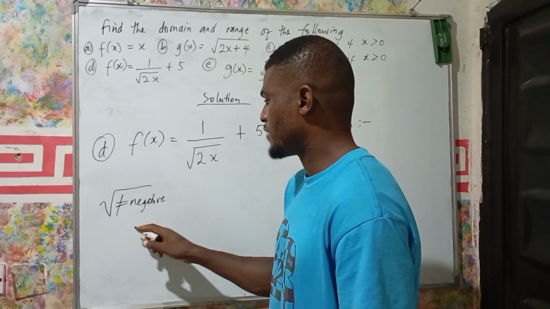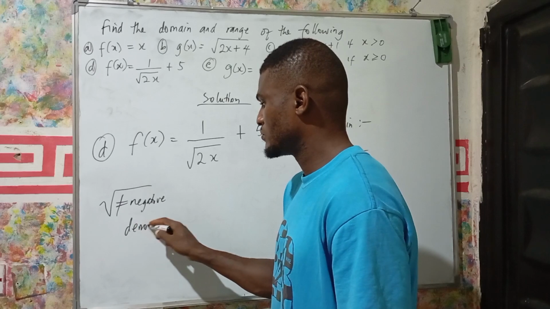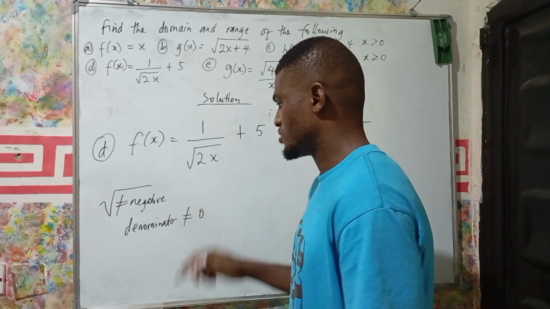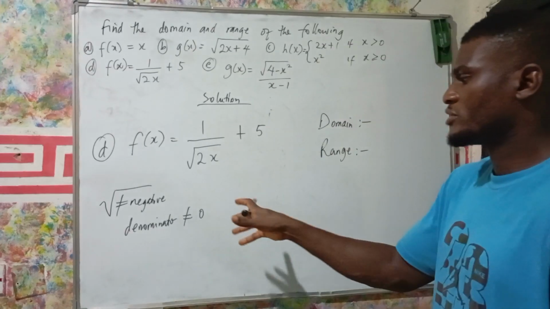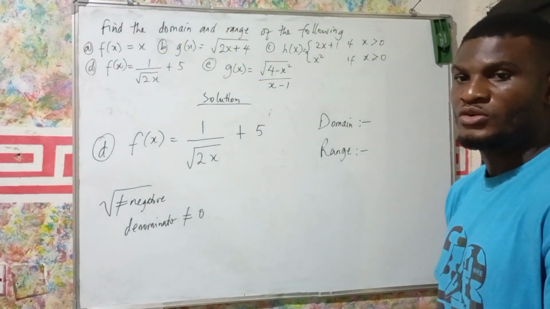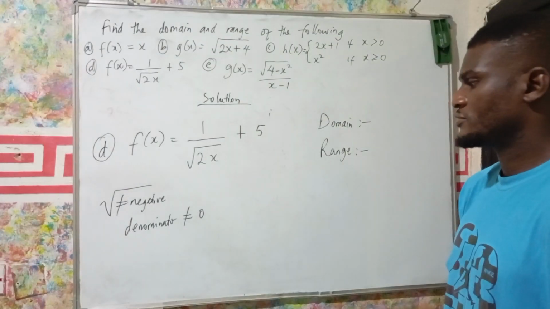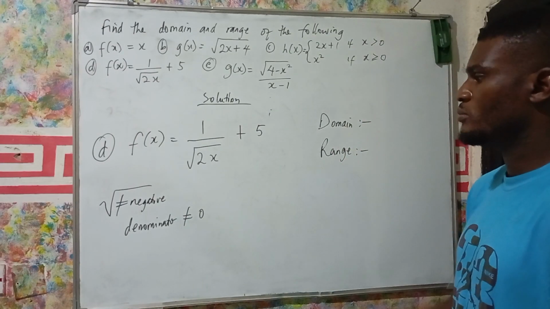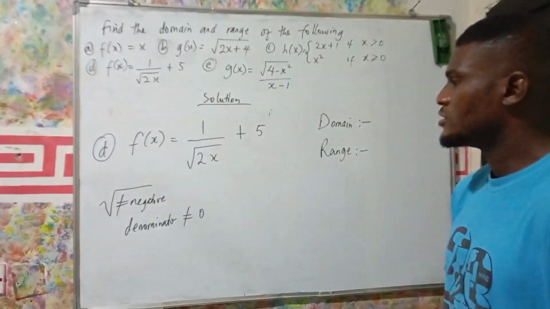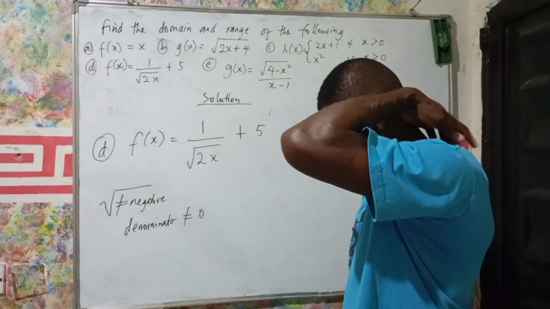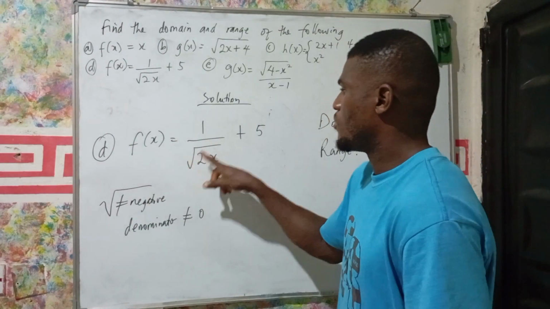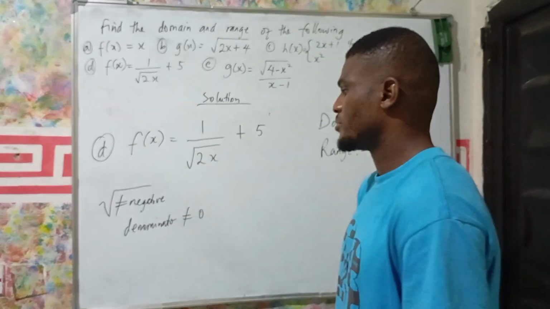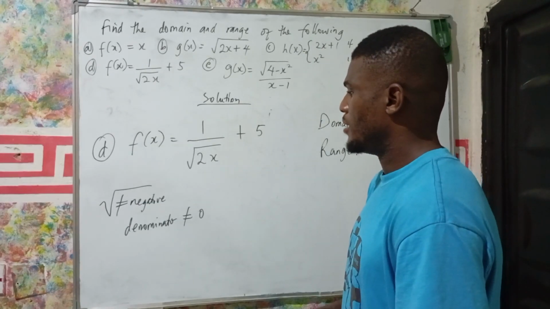and then for a fraction, the denominator should not be equal to 0. Denominator should not be equal to 0. Then the root should not be negative. So those are the two things we need to consider when we are trying to find the domain and the range. So now the denominator contains a square root, and it's also the denominator. So let's look at it now.